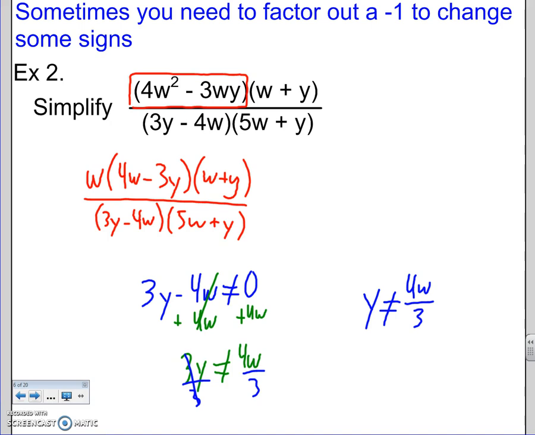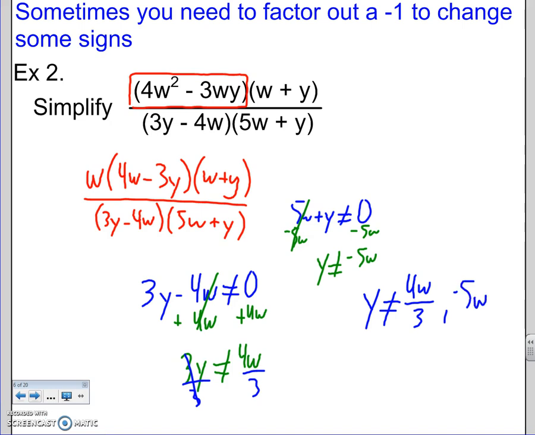All right, the other one, so let's see, 5w plus y cannot be equal to 0. If I subtract 5w, y cannot be equal to negative 5w. Those are my two restrictions, so y can't be 4w over 3 or negative 5w.